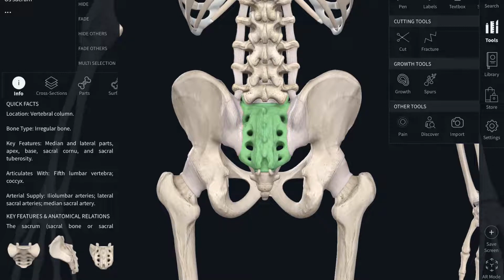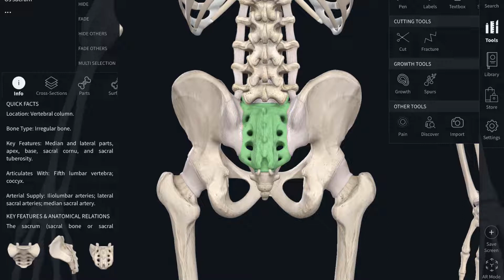Out of all the bones, the sacrum has the most variety. Size, shape, articulation, and number of vertebrae all vary from person to person, making a huge difference in mobility and stability of the surrounding joints.